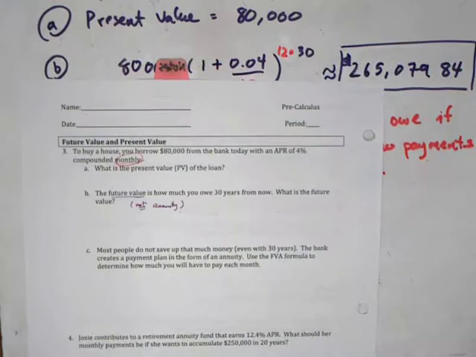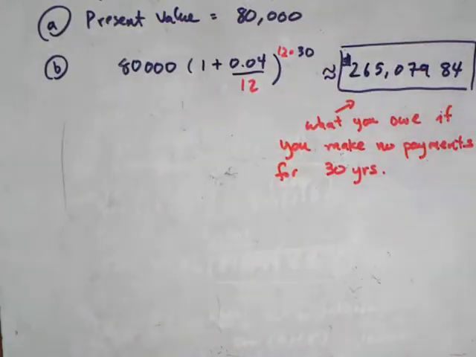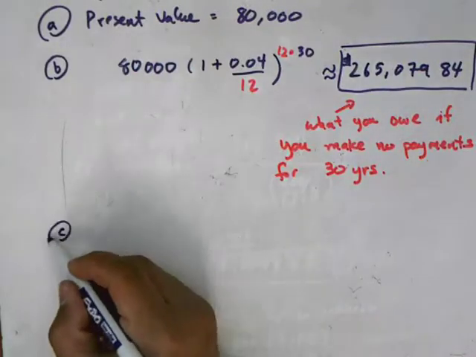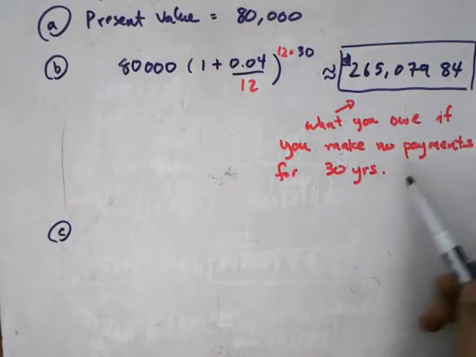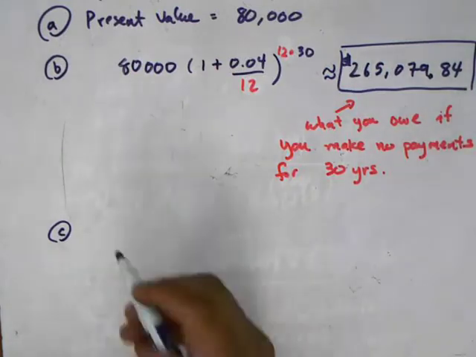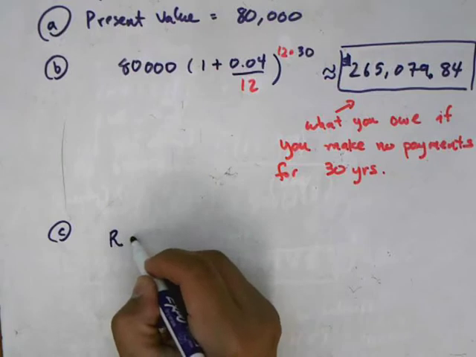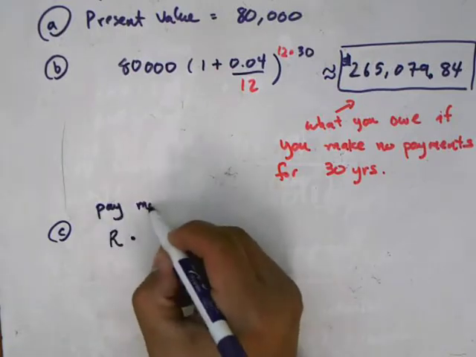Most people do not save up that much money even with 30 years. So the bank creates a payment plan in the form of an annuity. So what the bank does then is it's saying, well, instead of paying nothing now for the next 30 years and then requiring you to pay this much amount 30 years from now, we're going to make you pay a little bit at a time. Okay? So we're going to make you pay some amount. So we pay monthly.